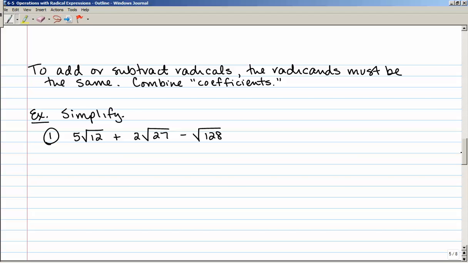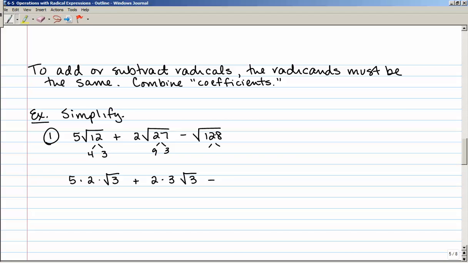Okay, and you might remember this from Algebra 1 as well. To add or subtract radicals, the radicands must be exactly the same. The stuff underneath the radical must be exactly the same, and then you can combine the numbers out front, the coefficients. So let's simplify each one of these. So 12 is 4 and 3. The square root of 4 is 2, so that's going to give me the 5 out front, times this 2, times the square root of 3. Square root of 12 is 2 square root of 3, plus, let's do this one, that's a 3 and a 9. Square root of 9 is 3, so this 2 times that 3, and that guy has to stay the square root of 3.